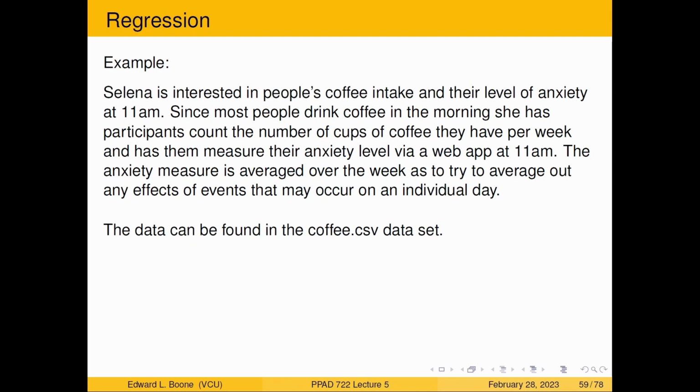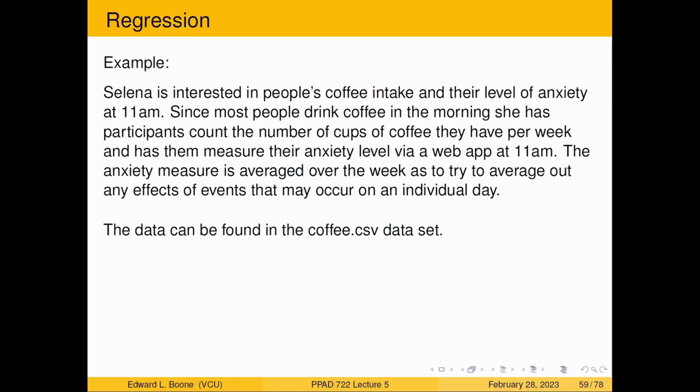So our example is Selena is interested in people's coffee intake and their level of anxiety at 11 a.m. Since most people drink their coffee in the morning, she has participants count the number of coffees they have per week and measure their level of anxiety via a web app at 11 a.m. each day. The anxiety measure is averaged over the week to try to average out any effects that any specific day might have, like you might have had a bad trip into work that made you particularly anxious more than any other day. So try to just average that out a little bit.